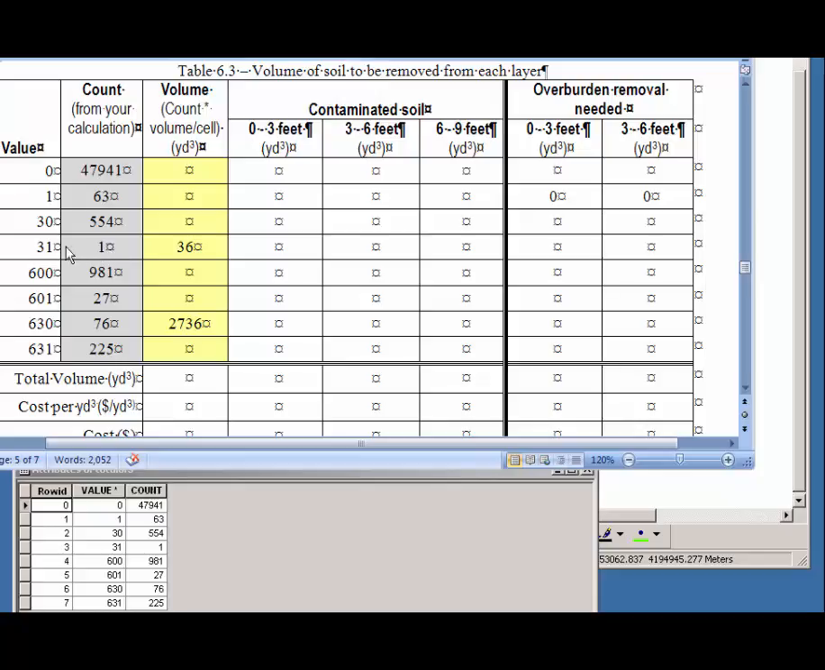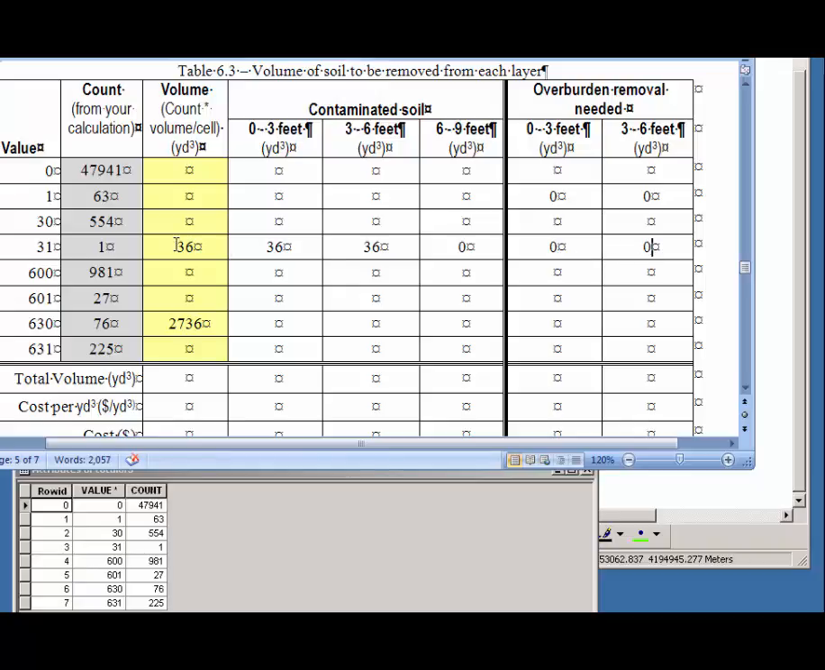I have 1 pixel of this category, and so that is 1 times 6 times 6, 36 cubic yards. We fill it in. We think about contaminated soil. Okay, I have a 1, so my surface layer is contaminated, so I put in 36 yards. I have a 3, so my middle layer is contaminated, so I put in 36 yards. That's all I have, so there's a 0 for the deeper depth.